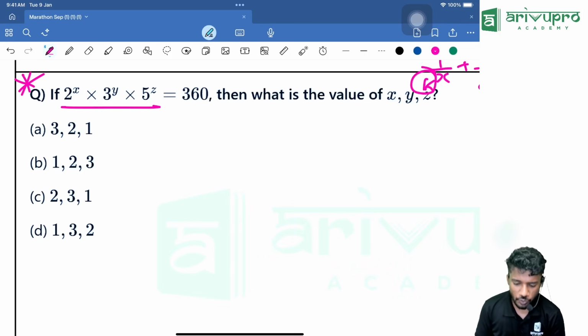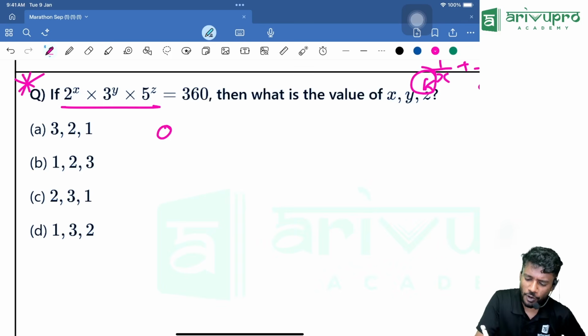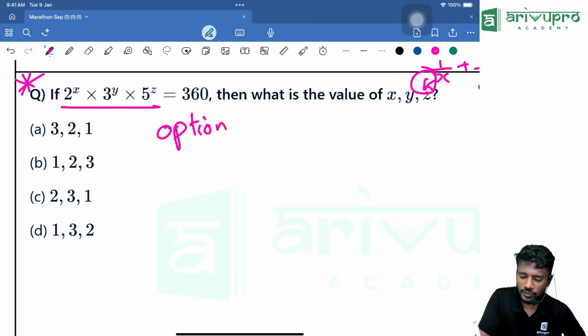2 raised to x into 3 raised to y into 5 raised to z is equal to 360. Find the value of x, y, z. How to do this? Option hitting. Easiest method is option hitting. So option hit. One by one we will hit.